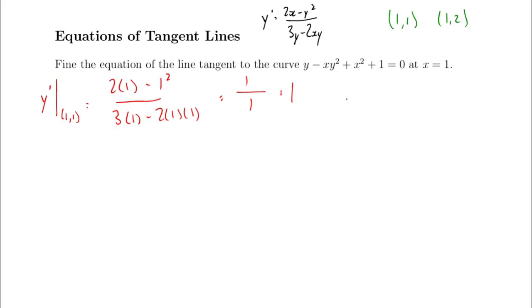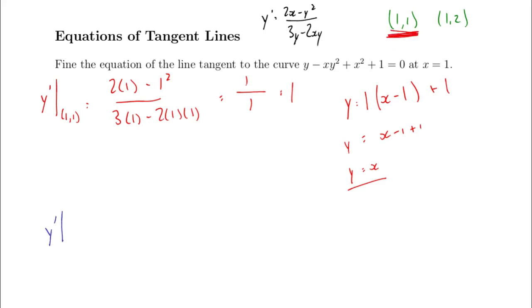But now we don't have to stop there. We can go ahead and say y is equal to a slope of 1, an x value of 1, and a y value of 1. So this is x minus 1 plus 1, or y equals x. Maybe I'll write this down here. That is our equation of our tangent line at this red point.